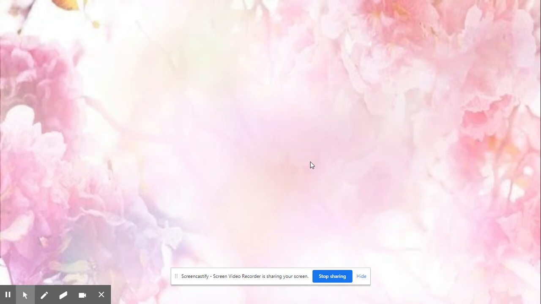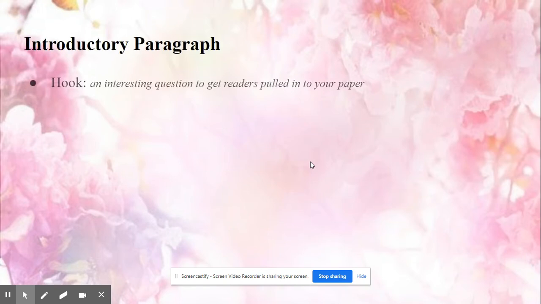The very first thing that we're going to look at as far as writing the essay is going to be the introductory paragraph. Now, the introductory paragraph needs to start with a hook, and it needs to be an interesting question that gets the readers pulled into your paper. Understand, you're not writing about the Triangle Factory fire. So your hook shouldn't be, what was the Triangle Factory fire? Or how many people died in the Triangle Factory fire? You need to have a hook that focuses on how authors use real events to write fictional stories. You can phrase it as a statement or a question. The choice is going to be up to you.